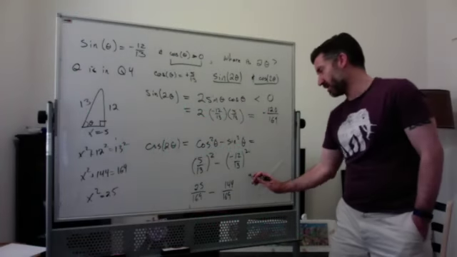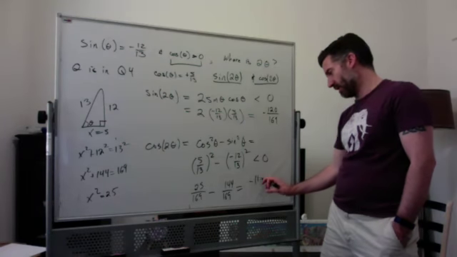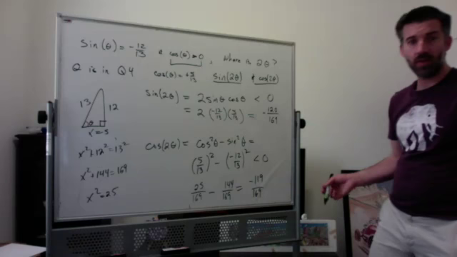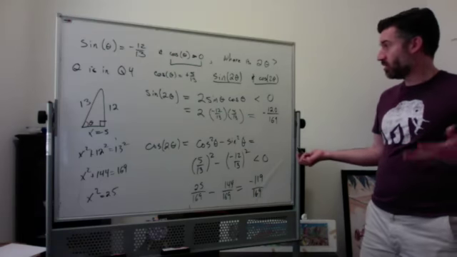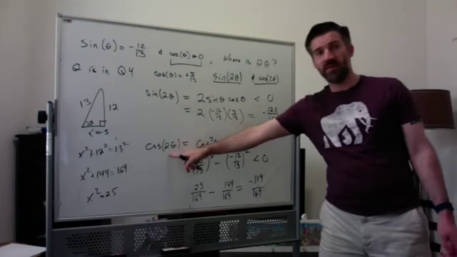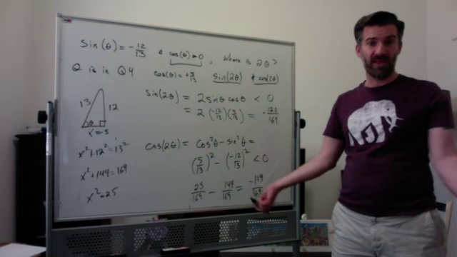So this minus this is negative, but it's actually equal to negative 119 over 169. Okay, so now we know that sine of 2 theta is negative. We know that cosine of 2 theta is negative. So what's the only quadrant 2 theta could be in?